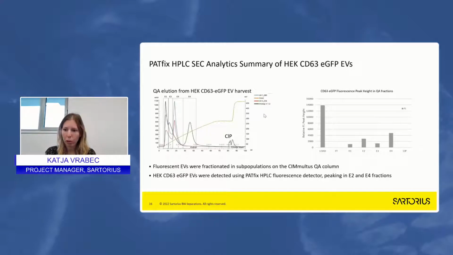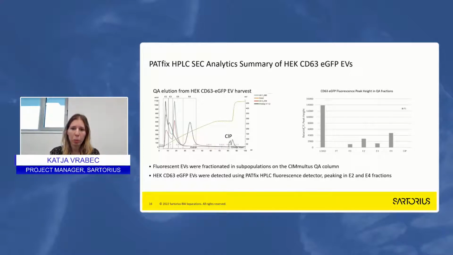Moving on to the next slide. How do we analyze the distribution of fluorescent EVs in the elution fractions? Here you can see the elution profile from the previous chromatogram. You can see that fluorescent EVs were fractionated in subpopulations on CIMmultus QA. And then they were detected using the PATfix HPLC fluorescence detector.